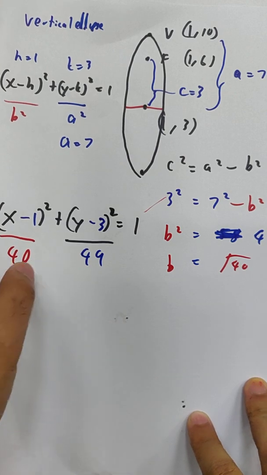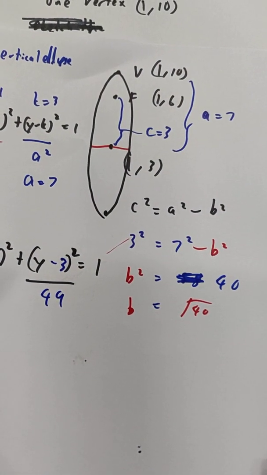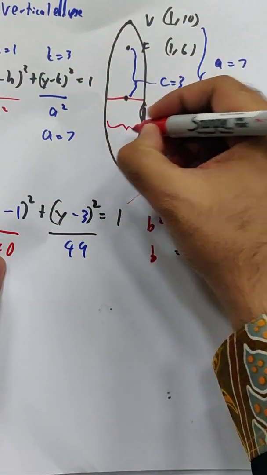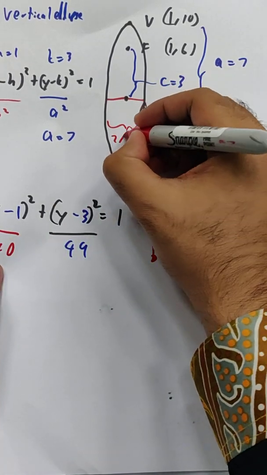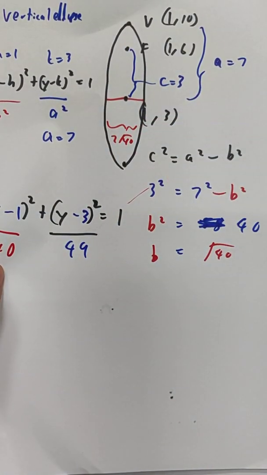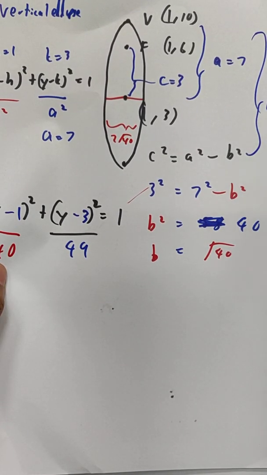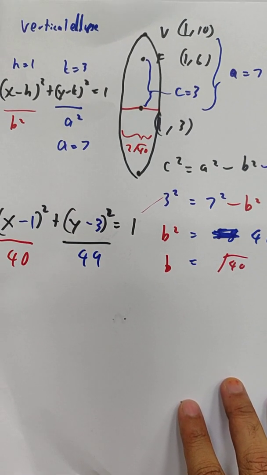Of course, you can finish up the rest, such as what's the length of the major axis? This length is 14. What about this length? 2 times the square root of 40. I believe you can solve the rest on your own.